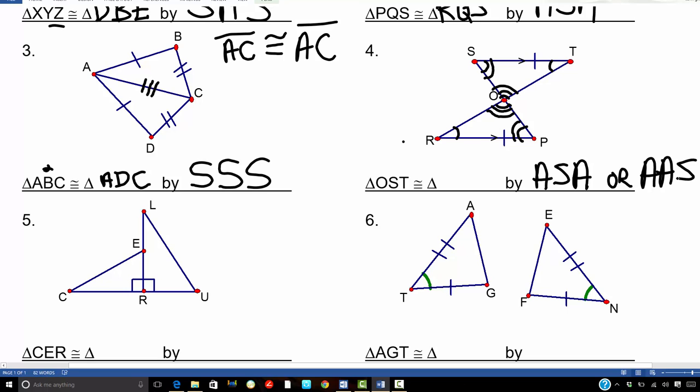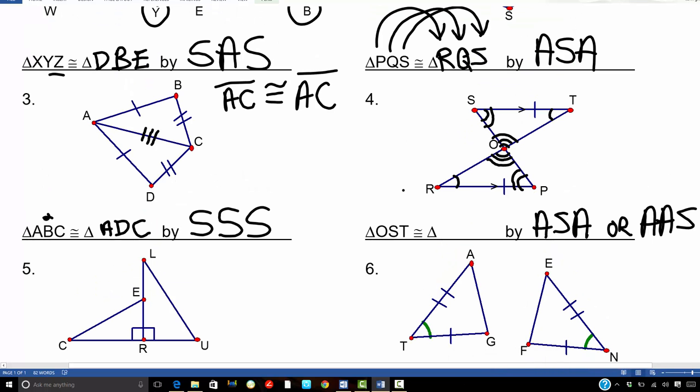Because we have an angle, another angle, and then a side. So that's angle, side. But we also could prove the triangles are congruent by angle, side, angle. We have an angle there, we have another angle here, and the side in between them is congruent. So those triangles are congruent either by ASA or AAS. Either one of those would be correct.